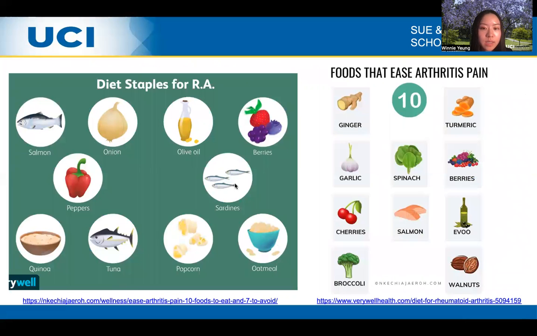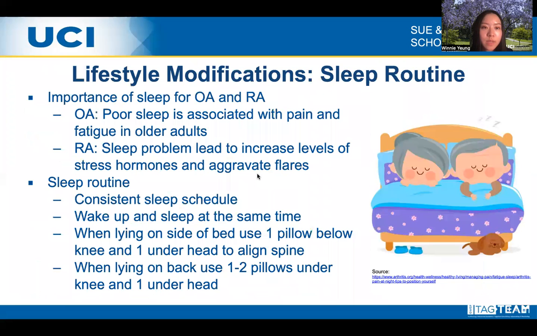So here we can see some diet staples for rheumatoid arthritis: salmon, onion, olive oil, peppers, sardines, and quinoa. And as for pain, we also see some foods that ease arthritis pain, like ginger, garlic, spinach, salmon, broccoli, turmeric, and berries. And now I'll pass on to Cecilia for talking about sleep routine.